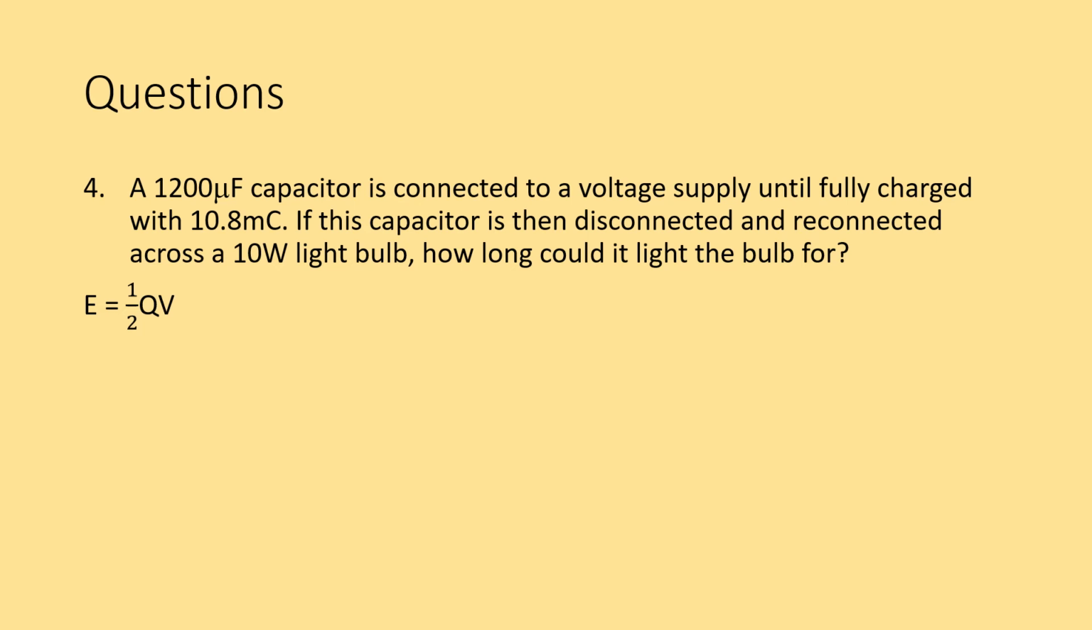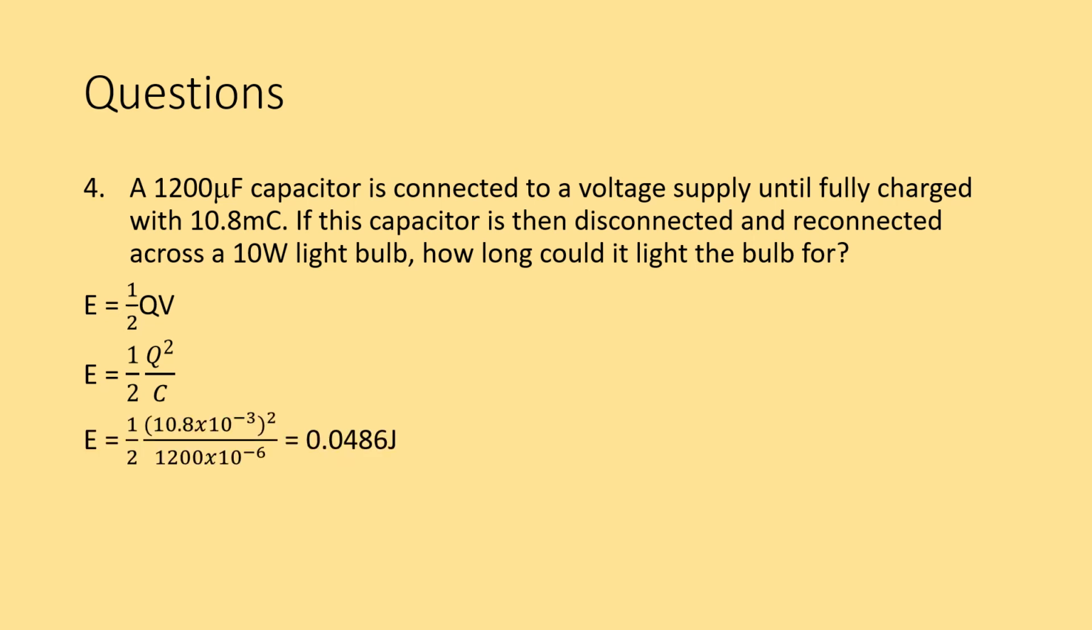Equation is E equals a half QV. We have to rearrange because we know the capacitance and the charge this time. So we don't know V. So we're going to use the fact that V is Q over C to give us energy as a half times Q squared divided by C. So charge squared divided by capacitance.